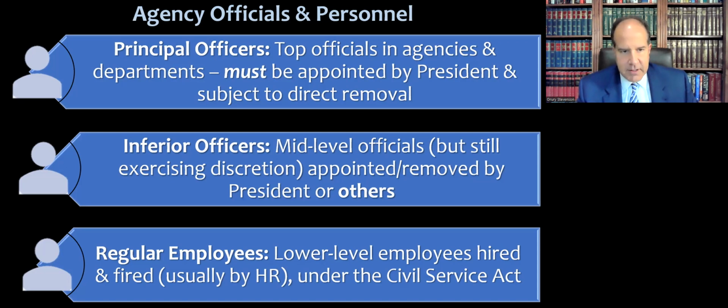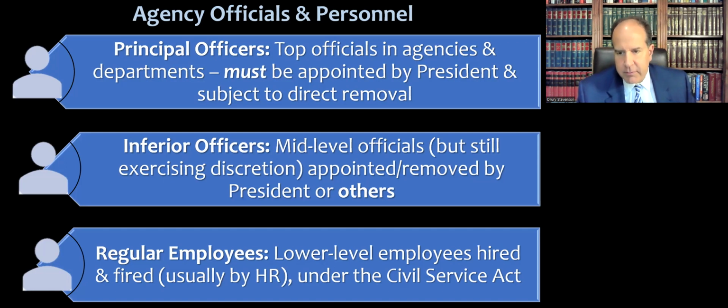And then you have this middle tier of inferior officers, and these are mid-level officials in the government. They still have some authority, right? They have a lot of subordinates in the agency or exercise a lot of discretion, and they can be appointed and removed by the president or by others, maybe on the level of the top principal officers who the president appoints. And then you have a lot more people in the bottom category of regular agency employees.